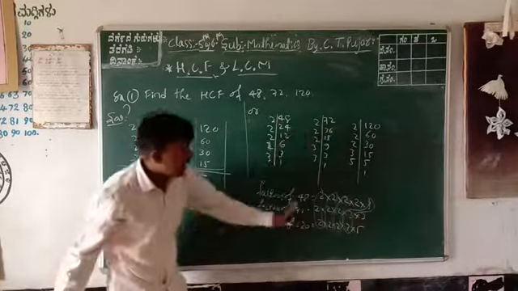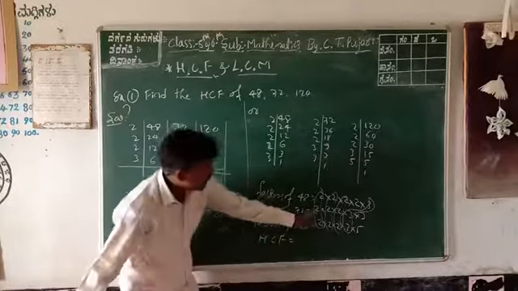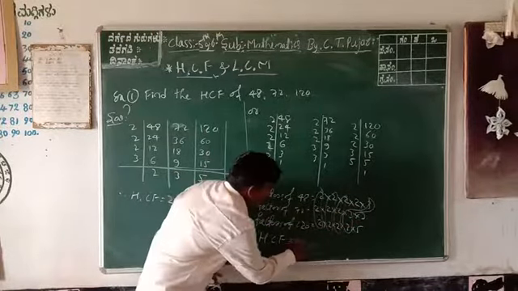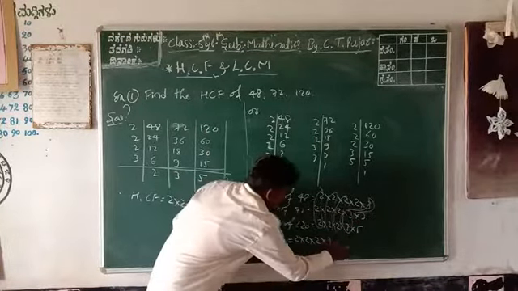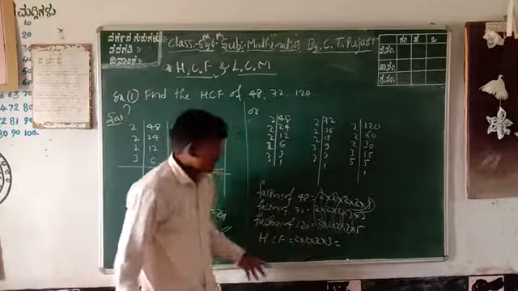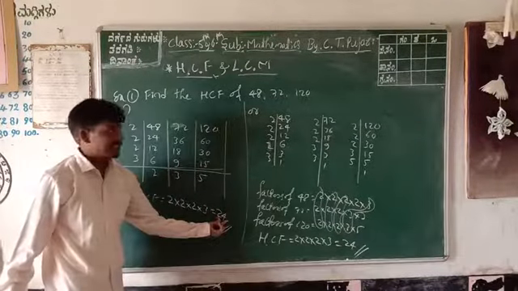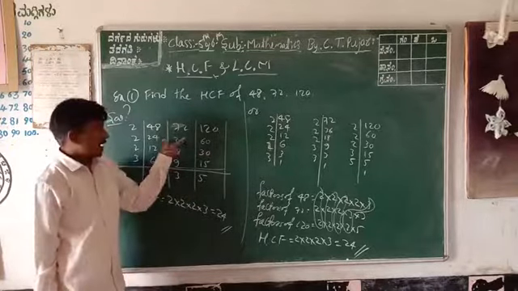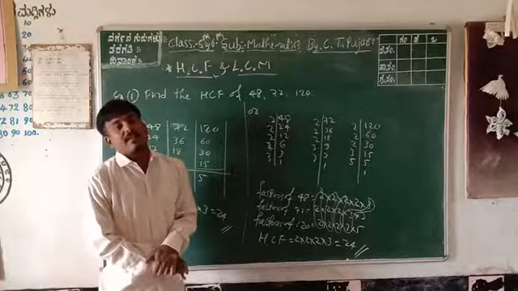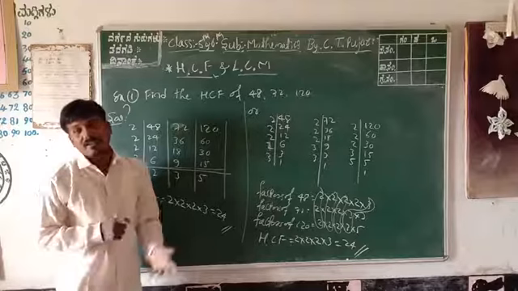Therefore, the common factors give HCF equal to 2 into 2 into 2 into 3. 2 2s are 4, 4 2s are 8, 8 3s are 24. 24 is the HCF. You can choose any one method. You can take the direct method or the factorization method. And another one, the third method, is the long division method.